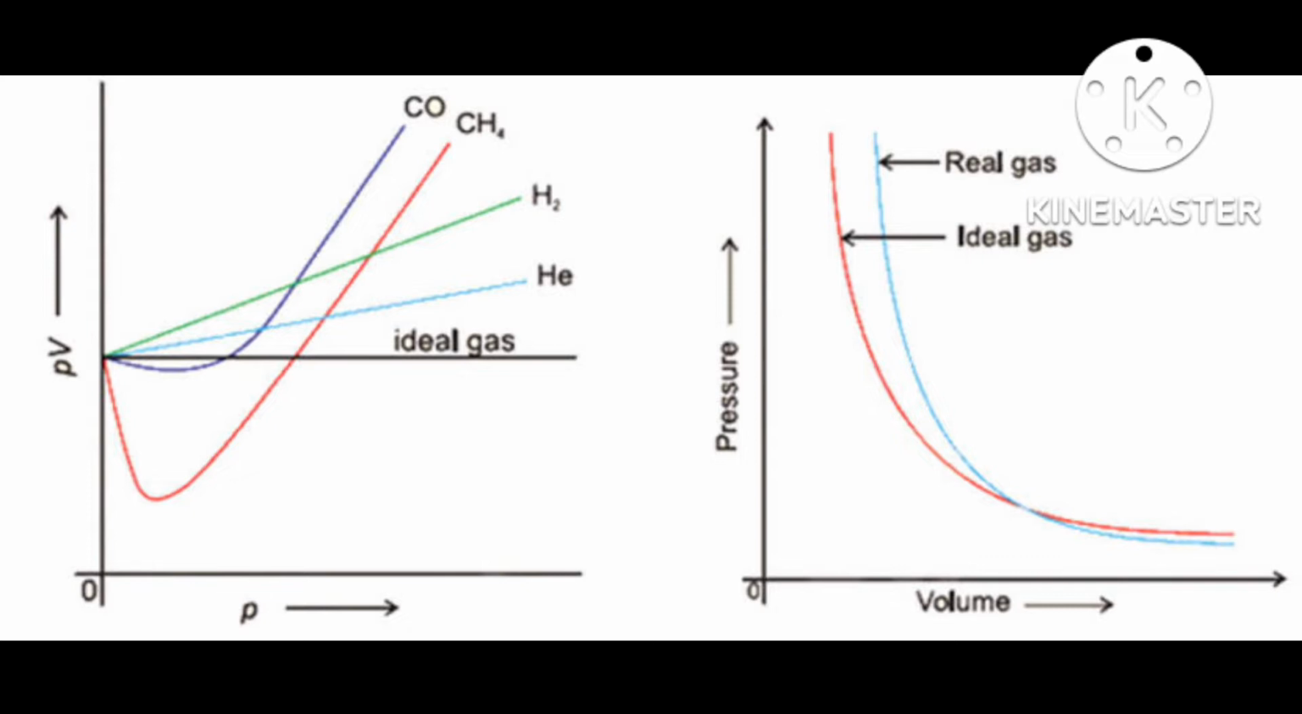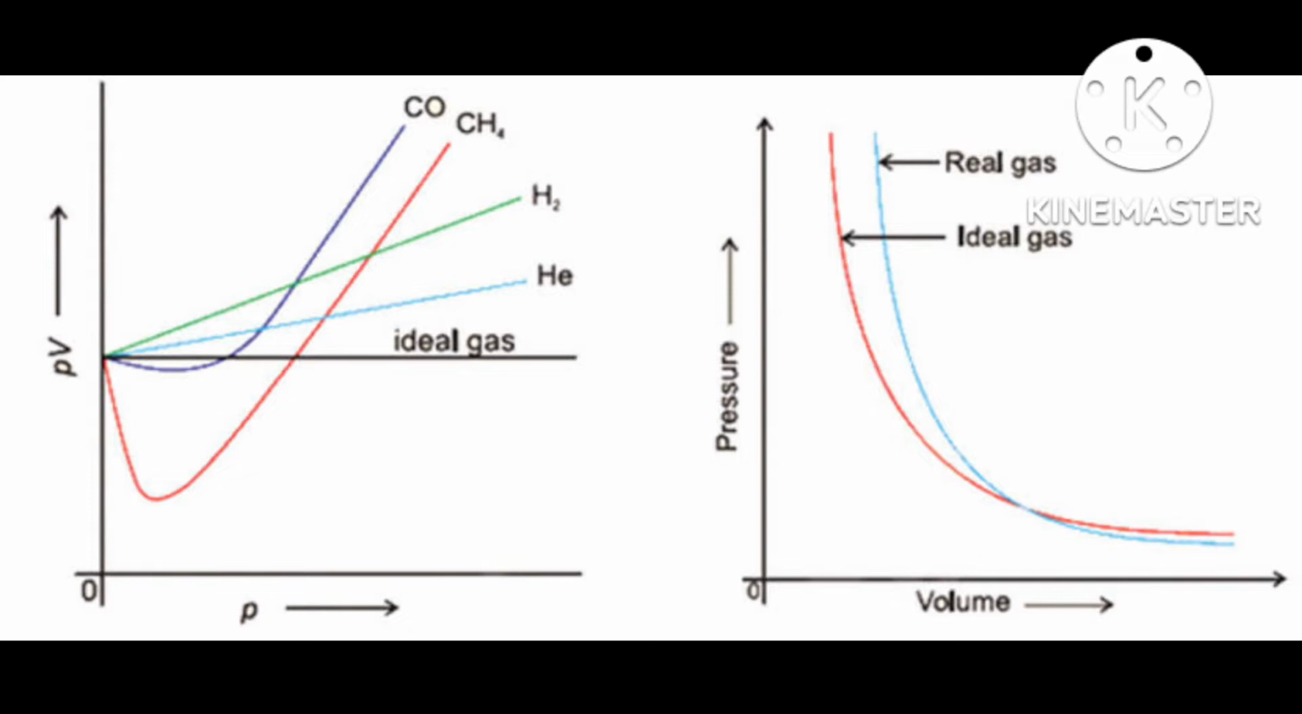This is the important thing, and related to that, explanation is required. This is very, very conceptual, and you can understand it by the plot. Two plots are there. You can understand by use of two graphs. The first graph is PV versus P, that is graph 1. And the other graph is pressure versus volume.